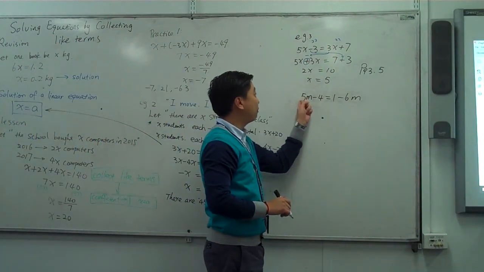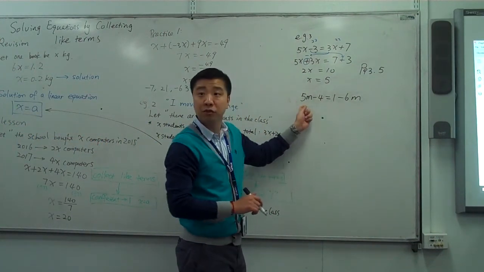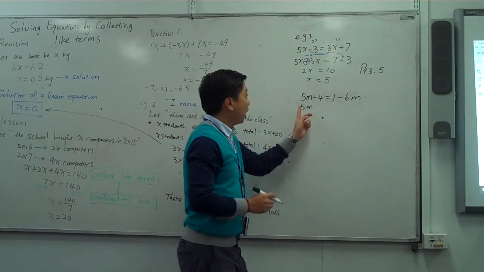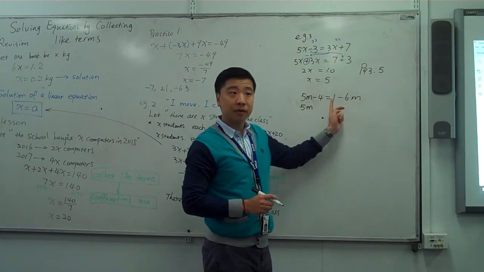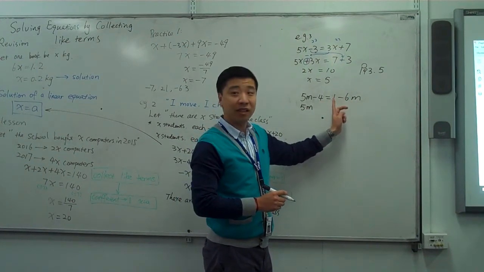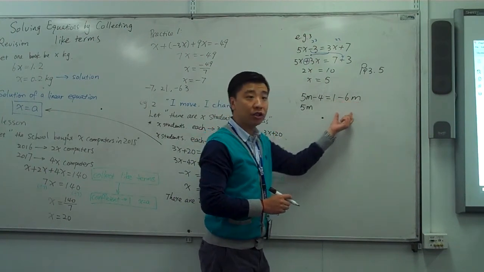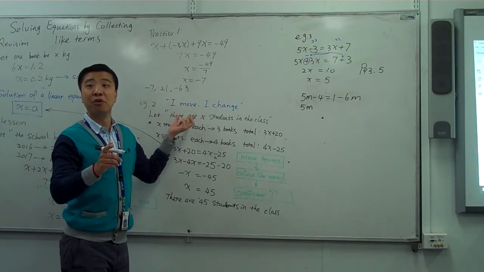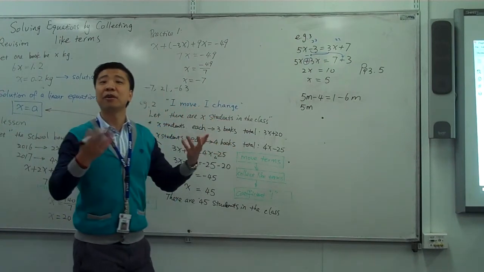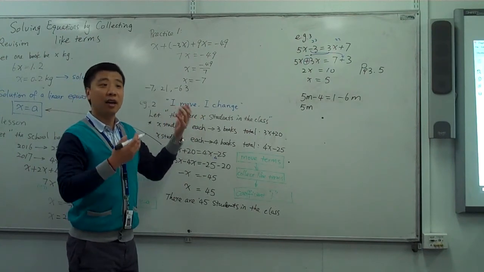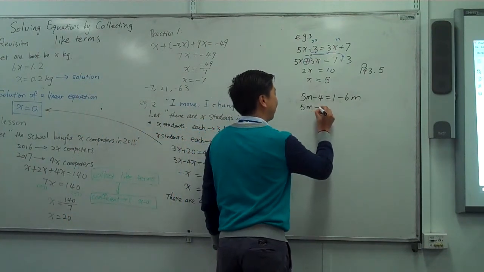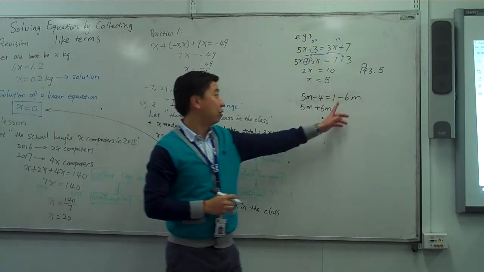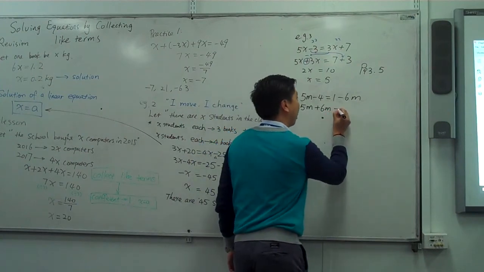For this one, we have 5n on the left hand side. Do I have to move? No. Copy down 5n. Anything with n? Negative 6n. I have to move that to the left. Which one do I have to follow? I move, I change. So 5n plus 6n. I move, I change.